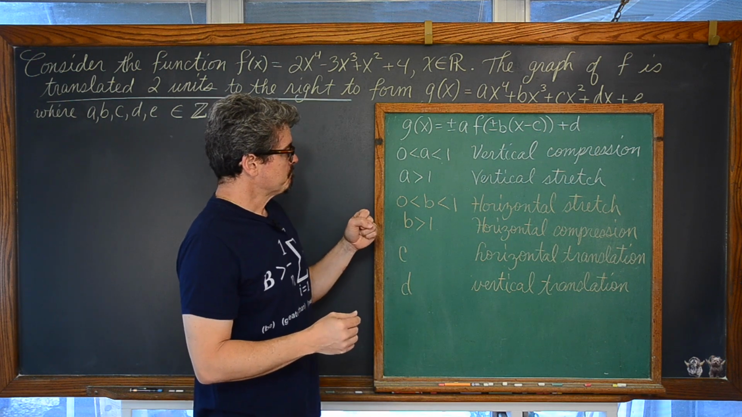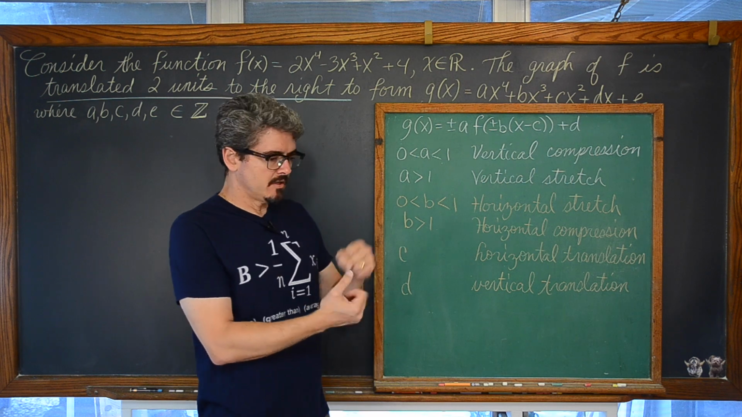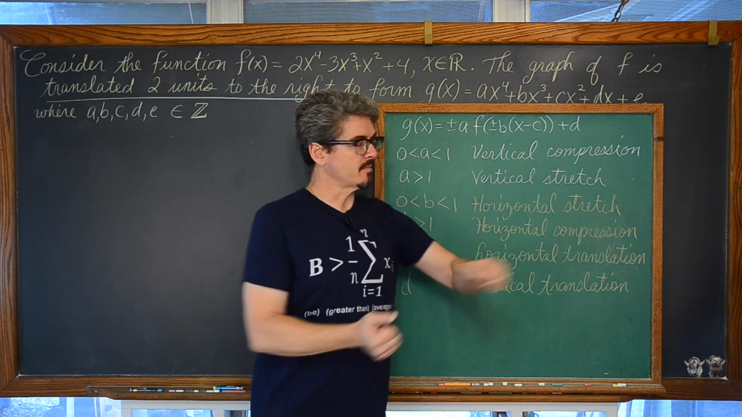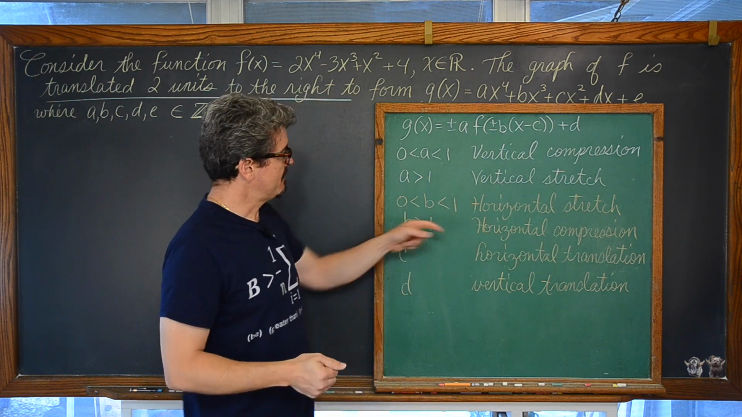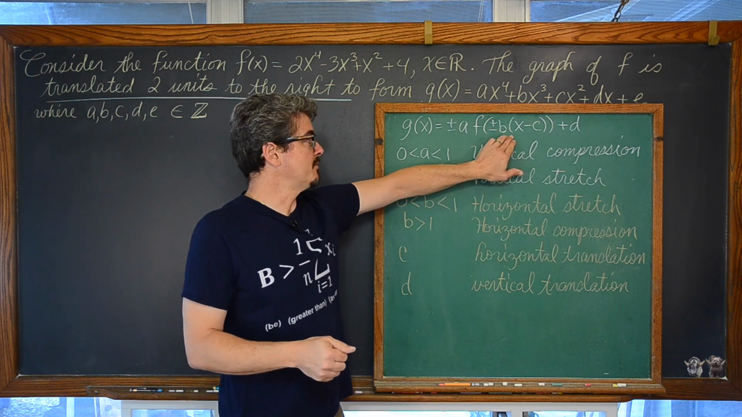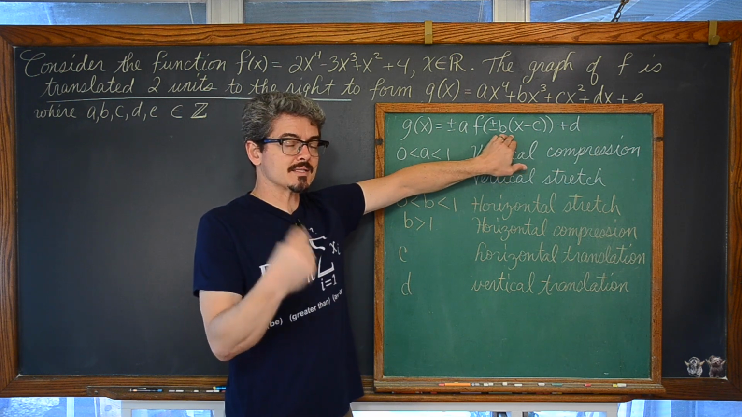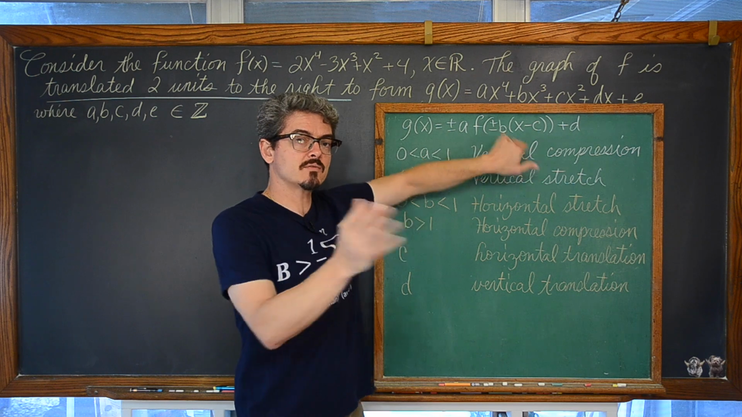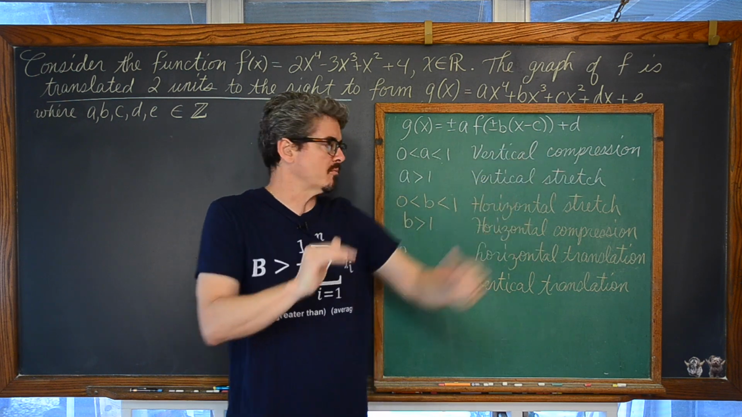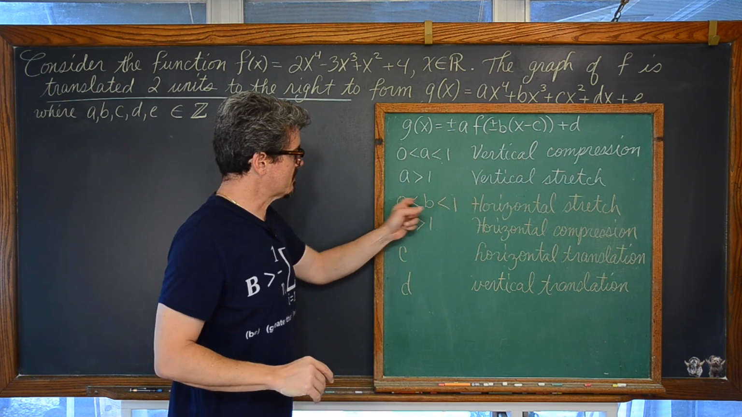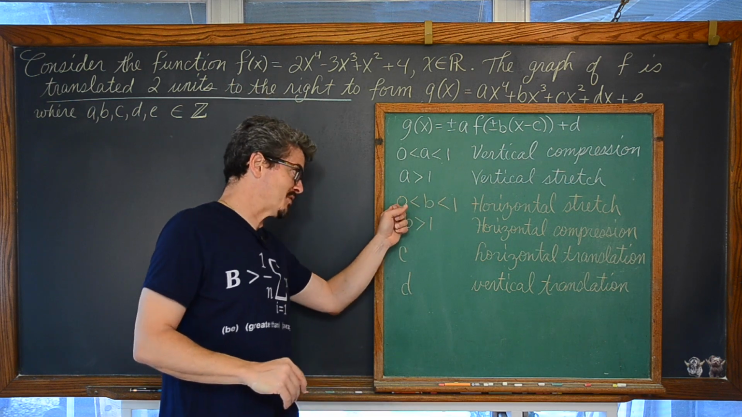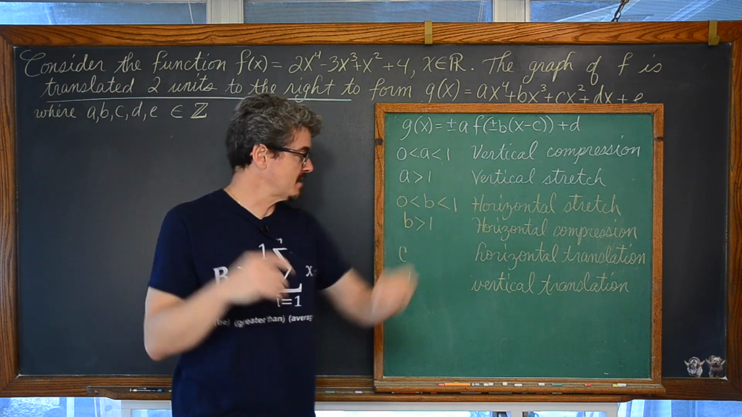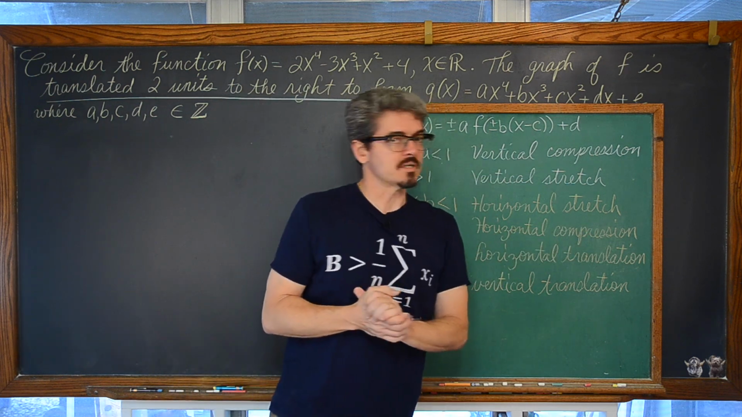Think of your amplitude change of your trig functions. If a is greater than 1, then you're talking about a vertical stretch. We have, inside the math operation itself, think of something like the sine of 2x, where the coefficient of x changes the period of the sine function. That's just a horizontal stretch or compression. If b is greater than 0 and less than 1, we're talking about a horizontal stretch. And if b is greater than 1, it's a horizontal compression.